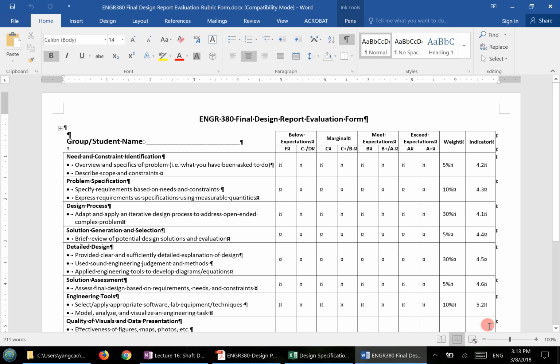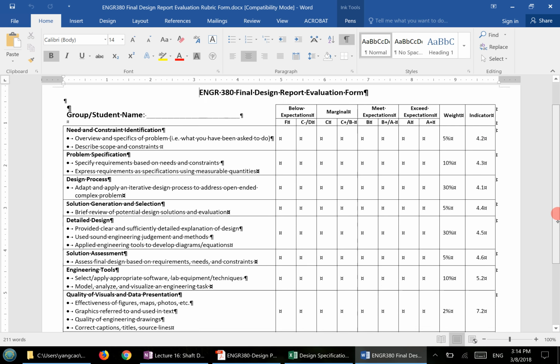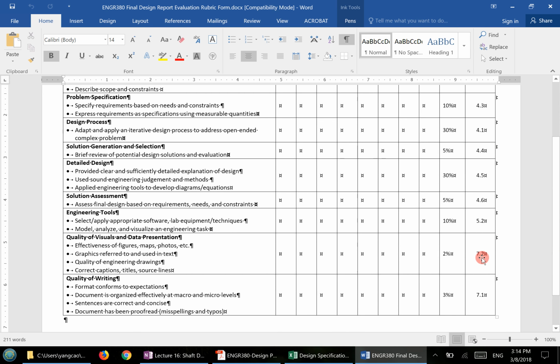designed to match these so-called graduate attributes. Graduate attributes include the design process, the quality of the writing, and how you use the engineering tool. It's associated with the sections of your report, right? Do you have a solution assessment, essentially?